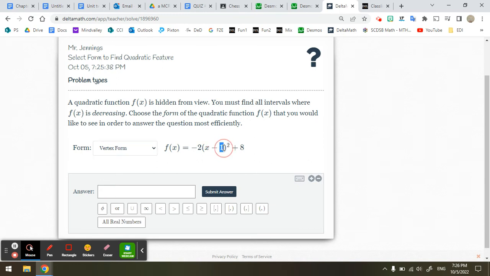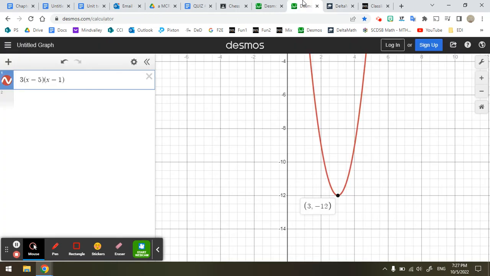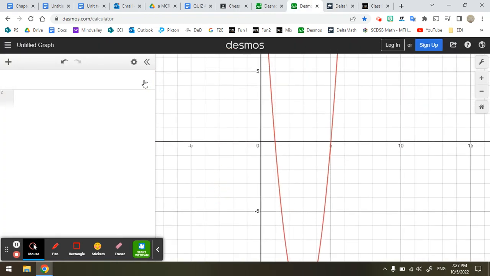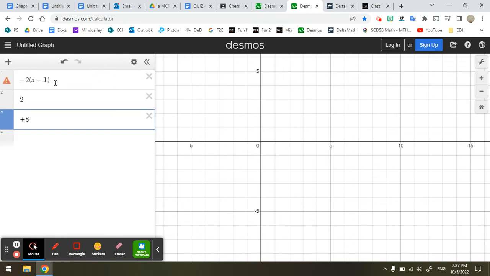This here tells me the location of the vertex is at positive 1, because this number in vertex form is a sign flipper. So I know that when x is greater than 1, it is decreasing. And you can always throw it into Desmos and convince yourself. I look at, I don't know how many functions a day in Desmos. A lot.